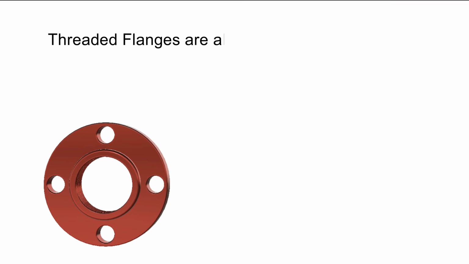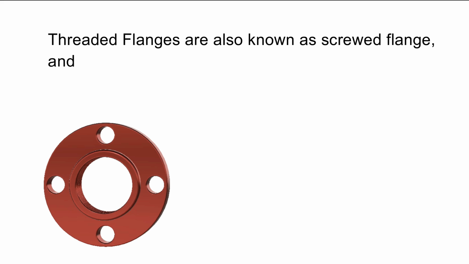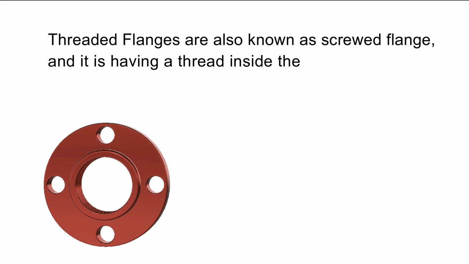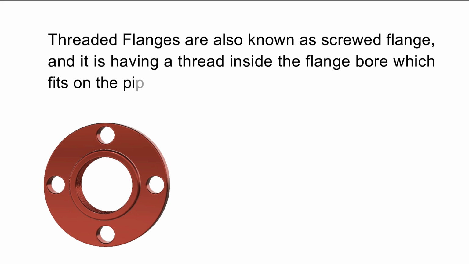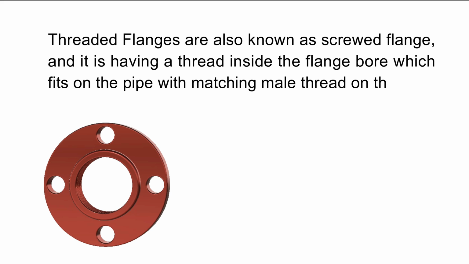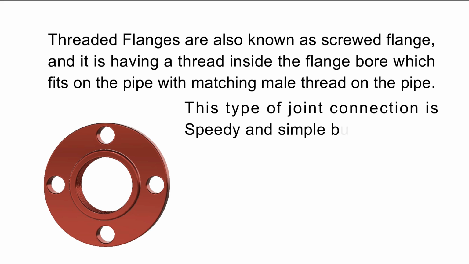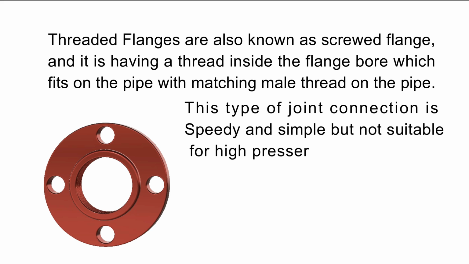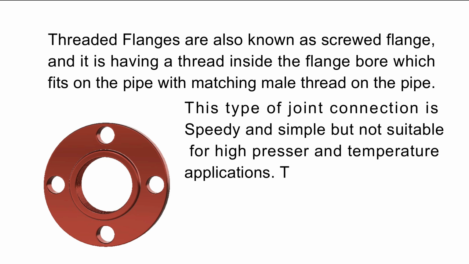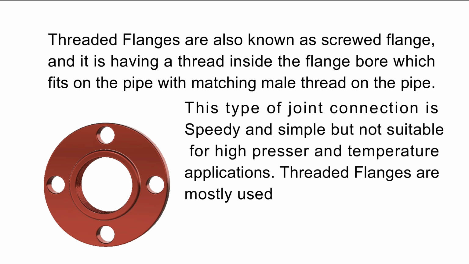Threaded flanges are also known as screwed flanges, and they have a thread inside the flange core which fits on the pipe with a matching male thread on the pipe. This type of joint connection is speedy and simple but not suitable for high pressure and temperature applications. Threaded flanges are mostly used in utility services such as air and water.